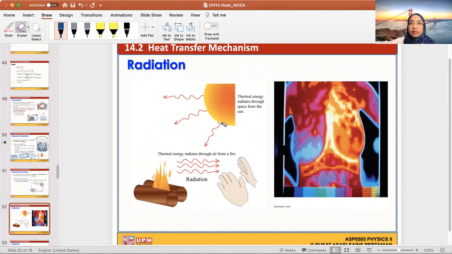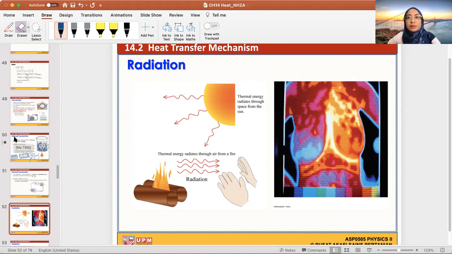And there's no solid in between us and the sun, so it's definitely not through conduction. So it's through radiation, which does not require any medium between the hot source and the object being warmed. Okay, let's see this example. Why, when we put our hand next to a fire, do we feel hot?